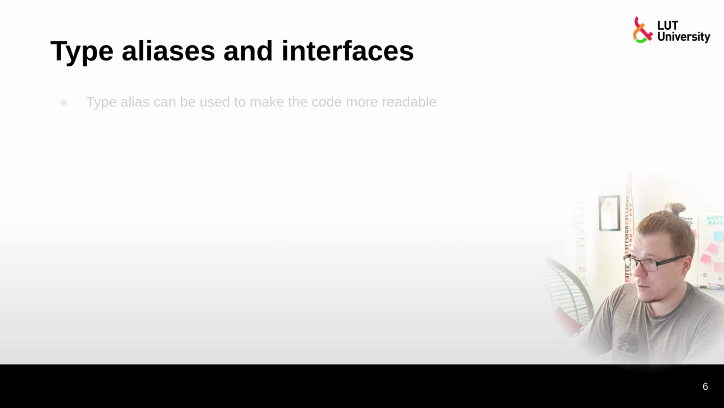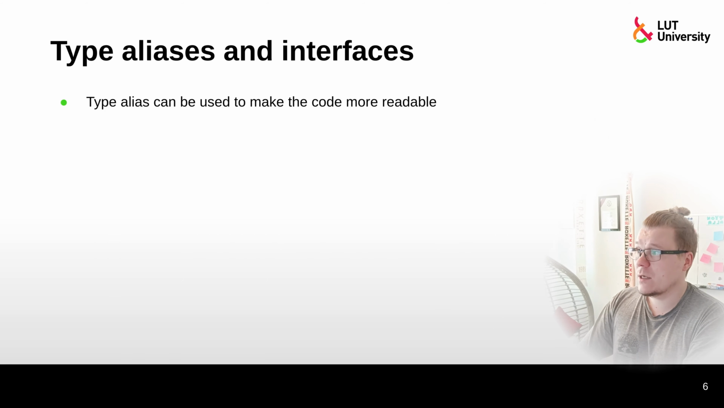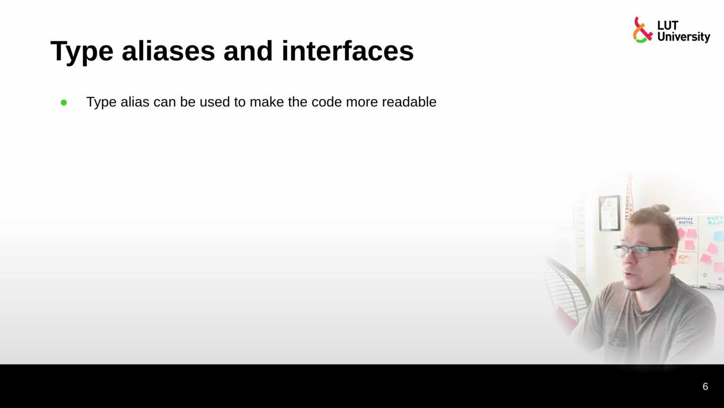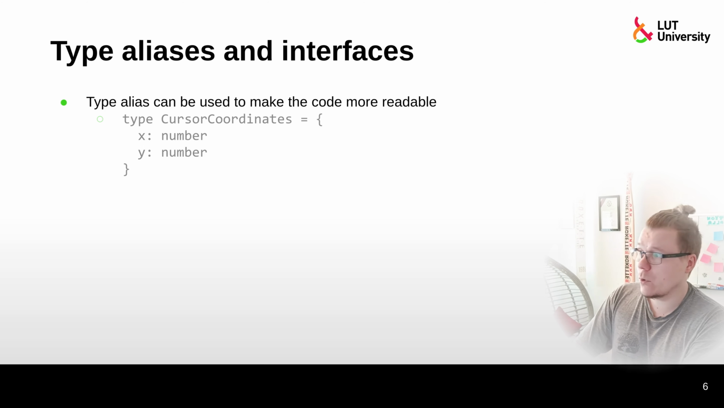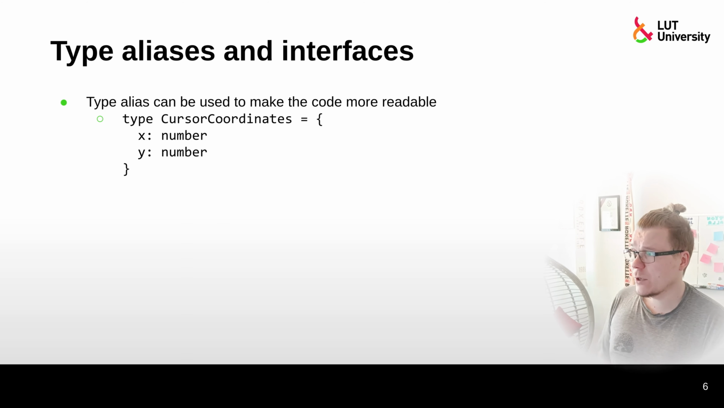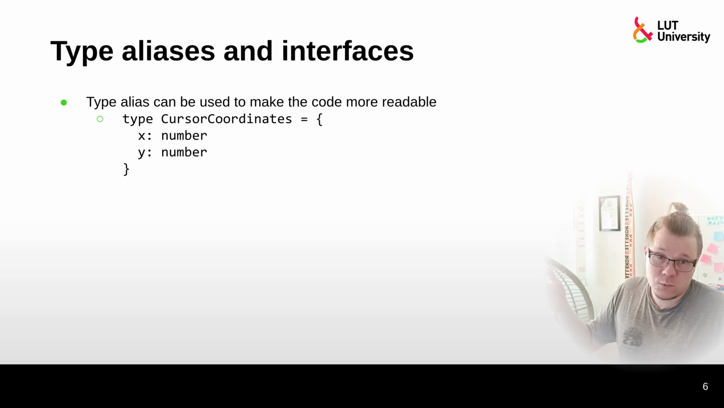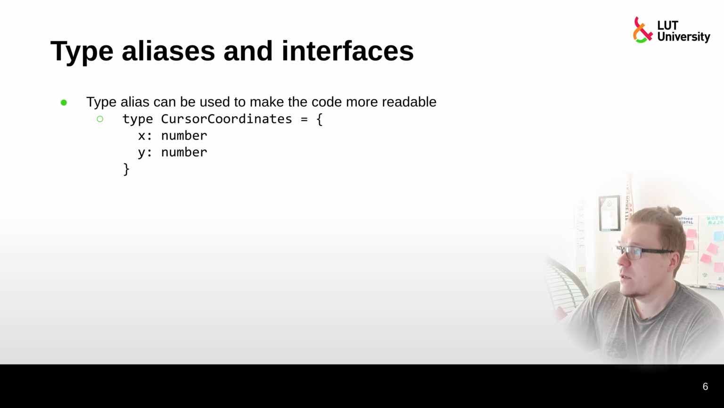Type aliases and interfaces. Type aliases can be used to make the code more readable. Here we are defining this cursor coordinates type, which is practically like an alias, but its name is still type. Someone decided that. This cursor coordinates type has two values, x and y. They are both numbers. Well, they are coordinates.